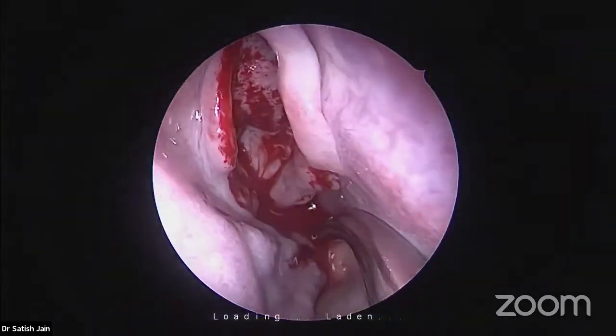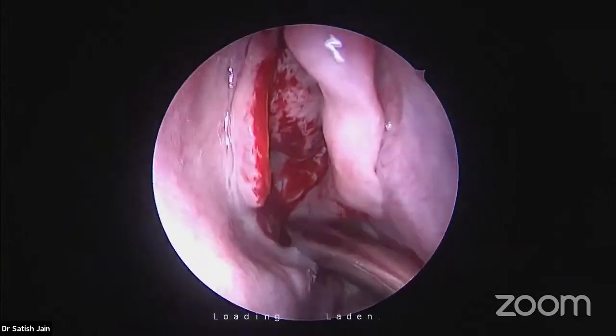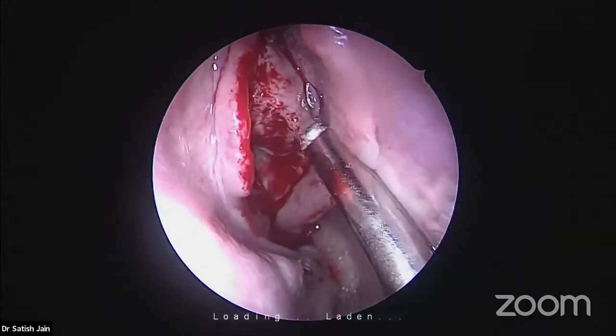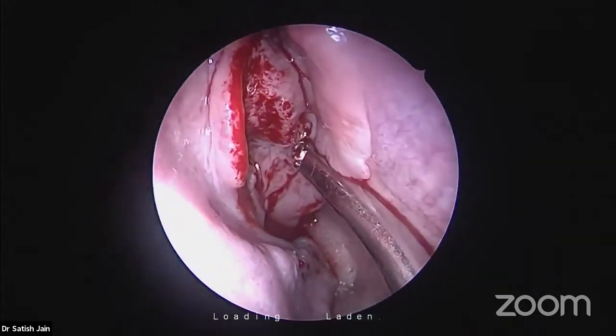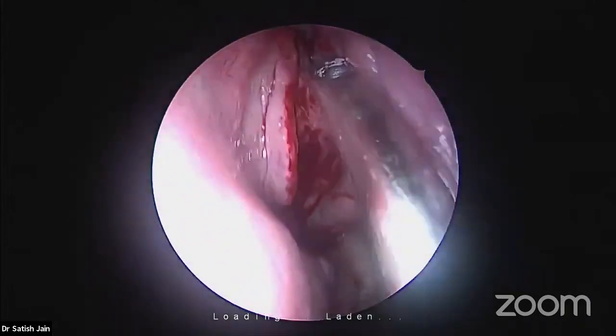Now I can see the landmarks better in the lateral nasal wall. This is your uncinate process. This is your bulla ethmoidalis. This is your middle turbinate. Can you see better now? After debridement of all the polyps, now here again I will use my marrow cell.